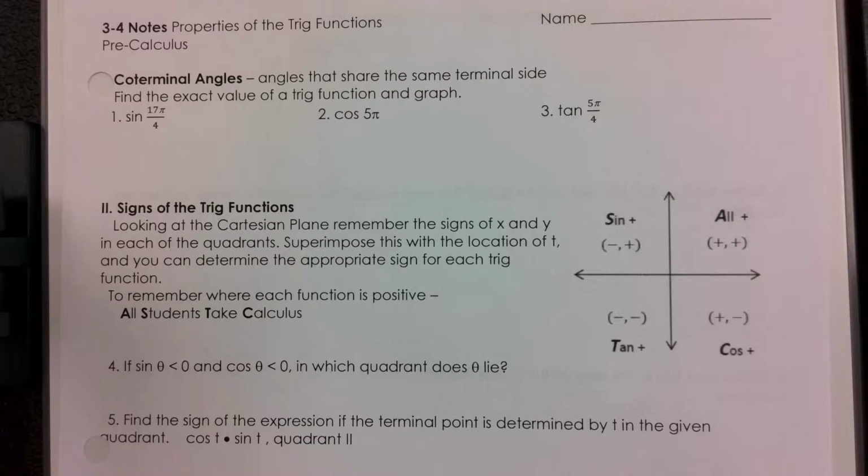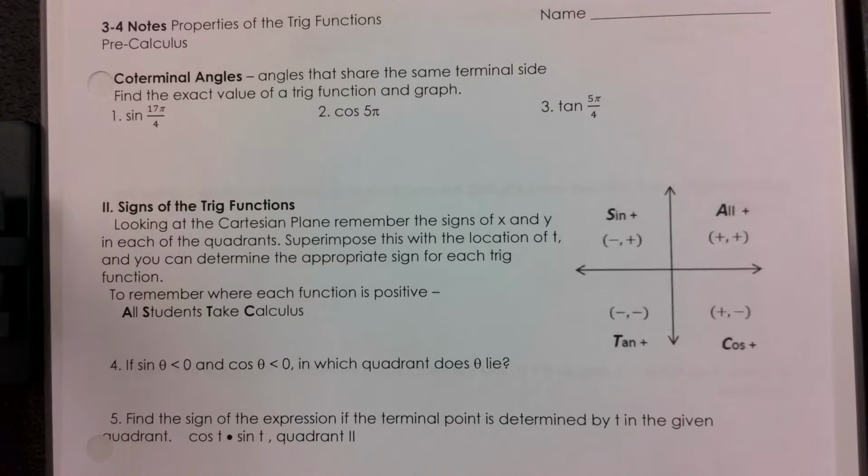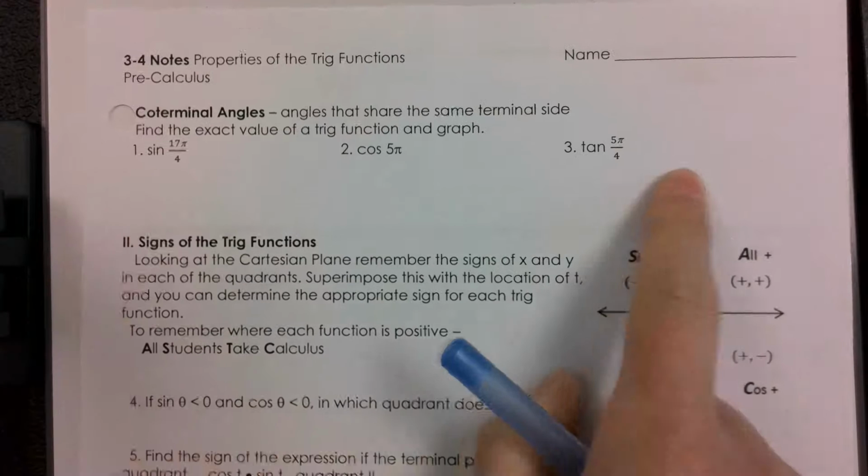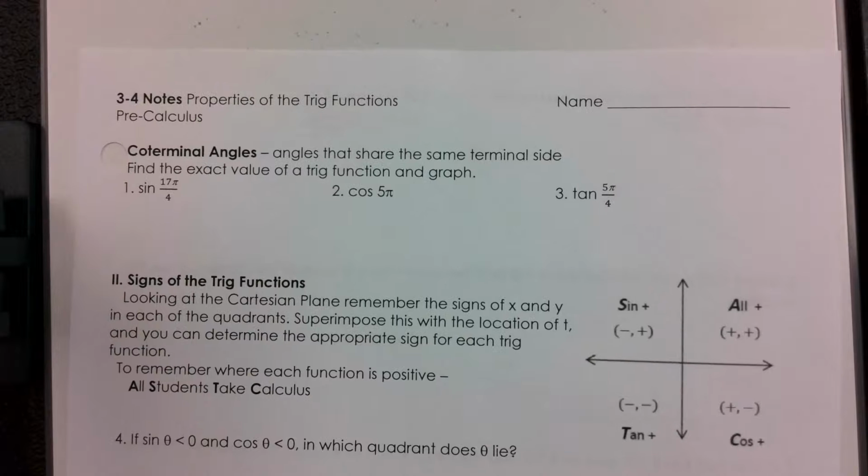Radians and trig functions. It's not going to be a whole lot today. So we've already talked a lot about what coterminal angles are, correct? They're the ones that you just keep going around the circle and it's going to land in the same place as something else. So we've got a few that we're going to do up here for that. So the first one is 17 pi over 4.